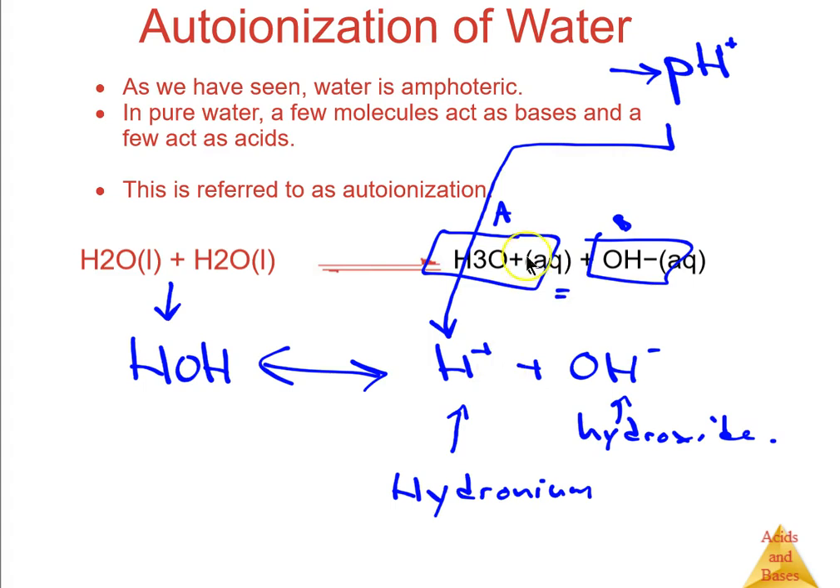Now, this reaction is typically not written this way, it's written this way, where one water molecule just breaks apart into H plus plus OH minus. This is called hydronium. This is hydroxide, and this is exactly the same, so it's also hydroxide. You can see this written in either case.